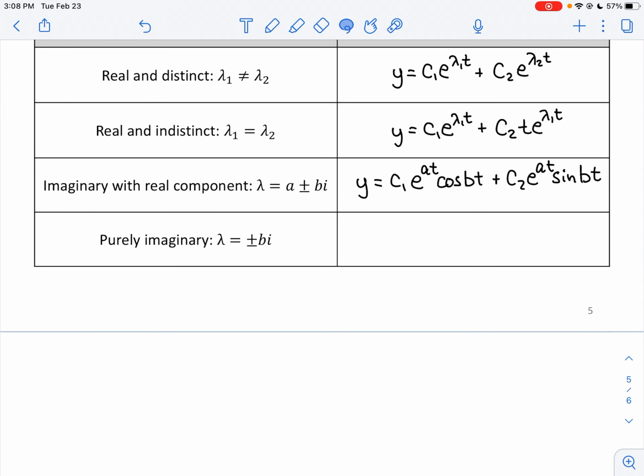And then finally, the last case is what happens if they're purely imaginary. So you can actually just copy this case here, but just change a to 0 and see what happens. Right? If a is 0, then you're going to have e to the 0 there and an e to the 0 there. Those are going to go away. And your general solution is simply going to be c1 cosine of bt plus c2 times sine of bt. The exponential components will be gone.